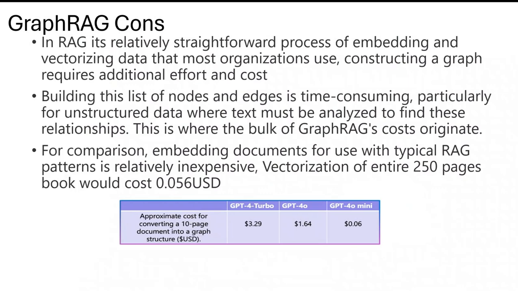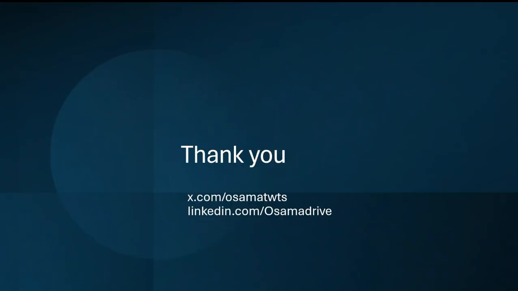And for comparison, if you want to vectorize an entire 250-page book, it would cost 0.056 with GPT 3.5 or GPT-4, but with the GraphRAG solution it would cost much more. This is a sample, a very broadly exaggerated cost, but just to give you an idea, it is expensive, considering the token consumption you've seen. So yeah, I think this is the downside of using GraphRAG. I think that's all I had.